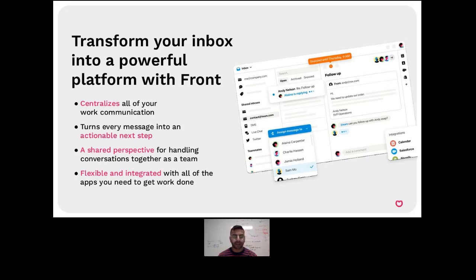And Front is super flexible, and you can integrate it with all of the apps you need to get your work done. So we integrate with Salesforce, we integrate with Shopify, we integrate with Asana, Jira. We have an open API, so a lot of logistics and supply chain teams have built an integration with their in-house TMS and Front, so that they have their TMS data right there next to their email data and their customer conversations all in one place.